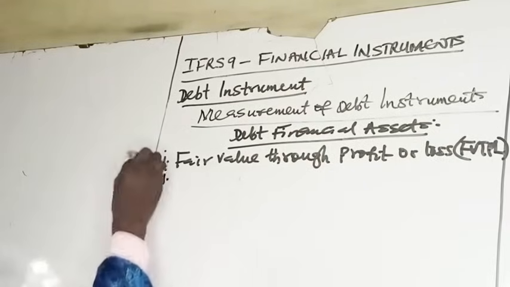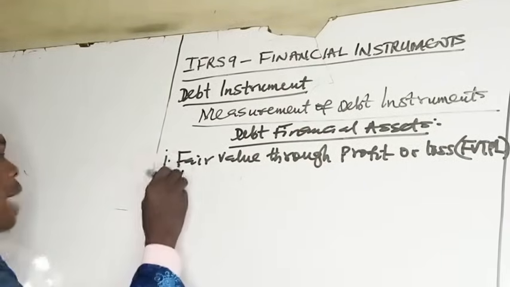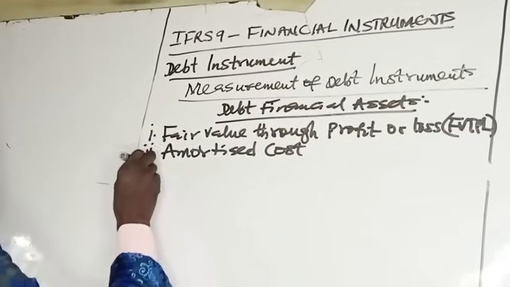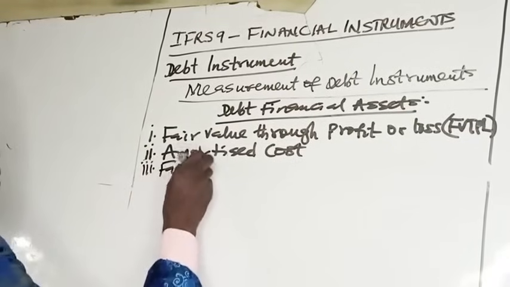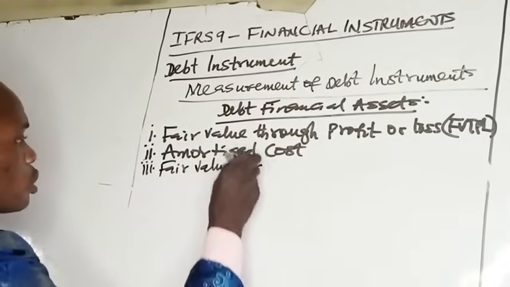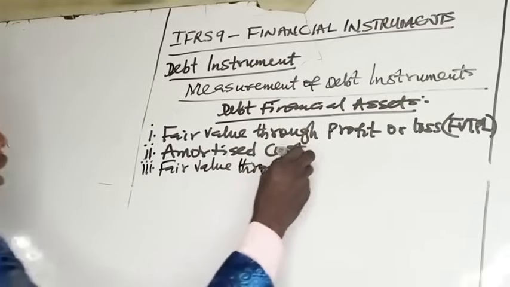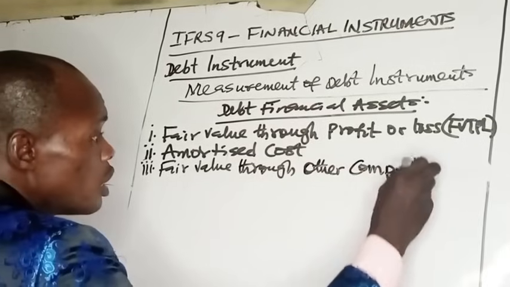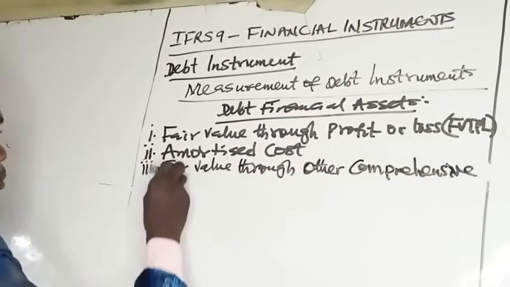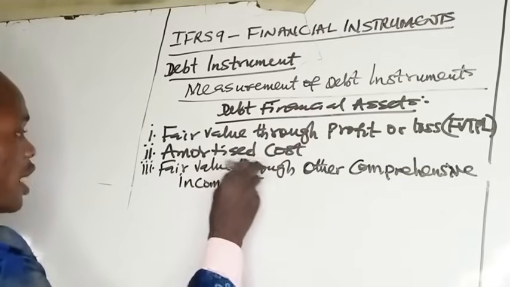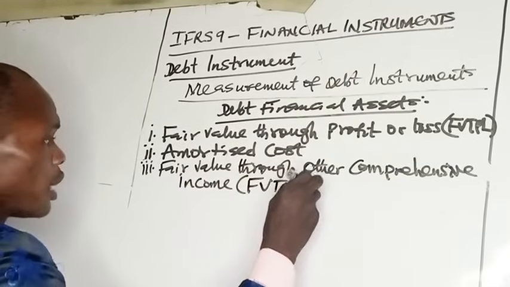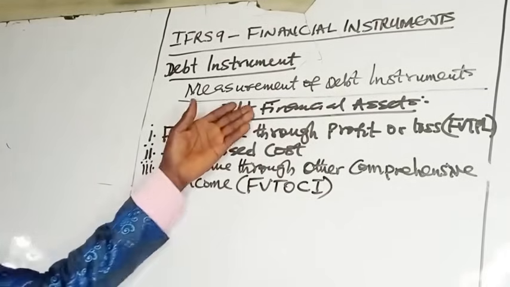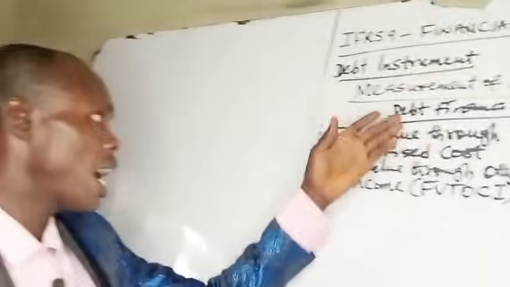The second method of measuring debt financial assets is amortized cost. The third is fair value through other comprehensive income. These are the three ways of measuring debt financial assets.